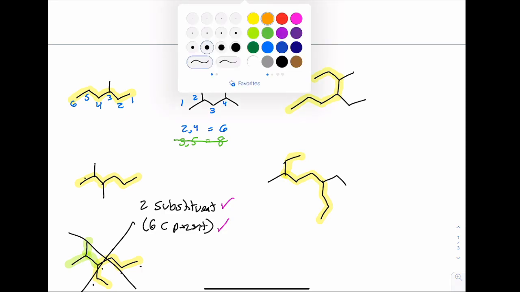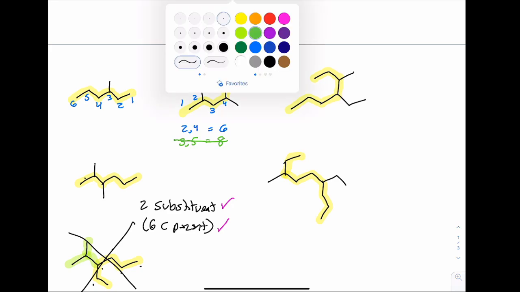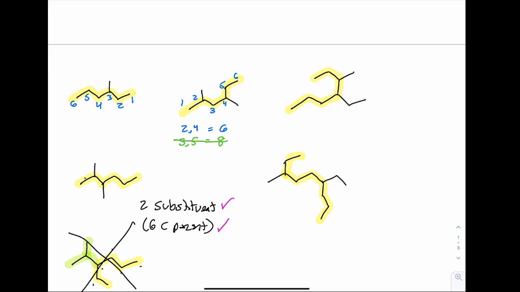I'm going to put my highlighting back. That's going to be the correct numbering for this one. So I numbered it from both ends, right? I added the carbon numbers where the substituents are. And when I do that, I get 6 for one direction, 8 for the other. 6 is a smaller number than 8, so that's the one I want. So you guys try this next one on your own, and we'll see if we get the same thing.